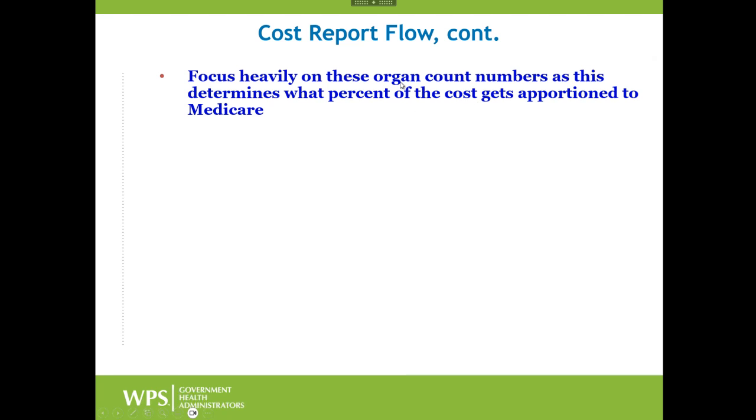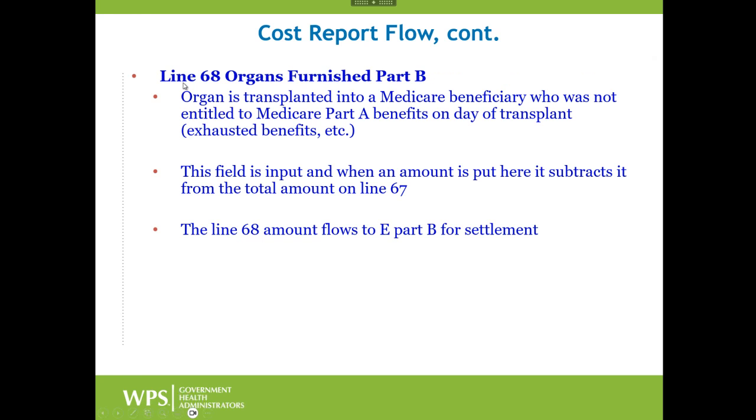A lot of our desk review and audit protocol from CMS requires us to focus heavily on those organ count numbers. So as a result, we're going to be requesting documentation from you as the provider for how that number was determined and how it reconciles. I already talked about line 68, the organs furnished to Part B. And again, here's a better explanation of it. The reason they're not entitled to Medicare Part A benefits on the day of transplant is because they've exhausted benefits. Therefore, it's going to be covered by the Part B fee schedule.